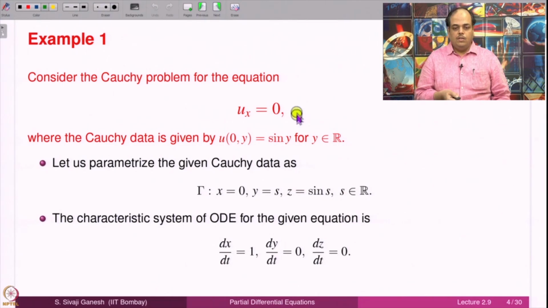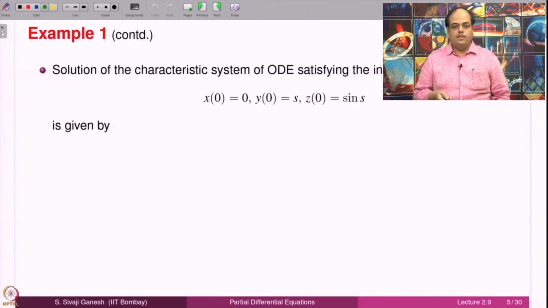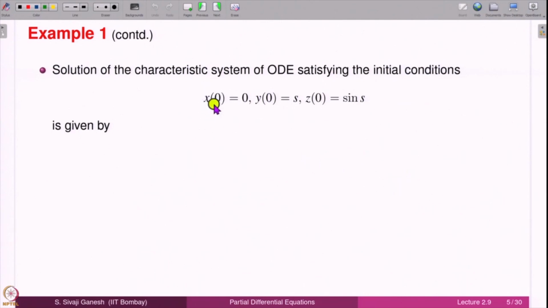Now, we need to solve this system of ODEs with the initial condition, so that at t equal to 0 you are at a point on gamma. So, x of 0 equal to 0, y of 0 is s, z of 0 equal to sin s, because 0 comma s comma sin s is an arbitrary point on gamma, the datum curve. Solution is very simple to obtain. So, we get x equal to capital X of t, s equal to t, y equal to capital Y of t, s equal to s, and z equal to capital Z of t, s equal to sin s.